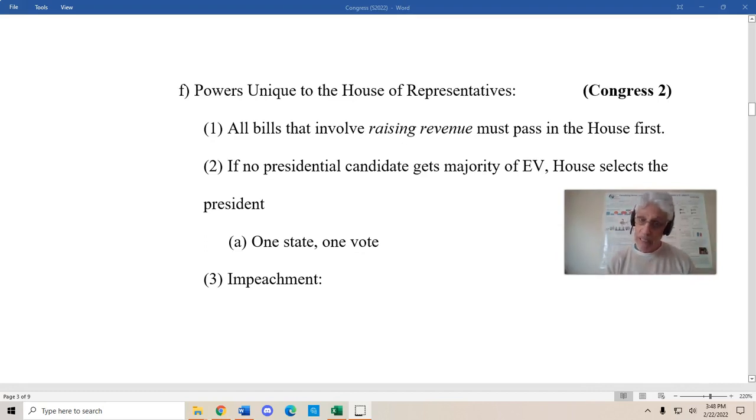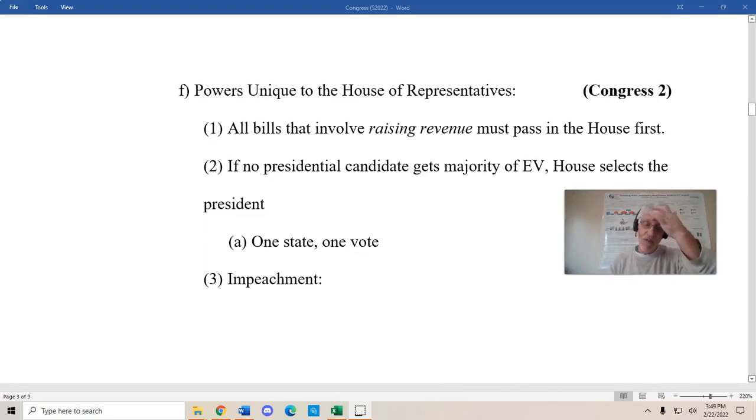Second power, unique to the House of Representatives. And we've talked about this when we talked about the Constitution. If no presidential candidate gets a majority of electoral votes, then the House selects the president. I believe they have to select from the top 3 vote getters, right? But the House selects the president.